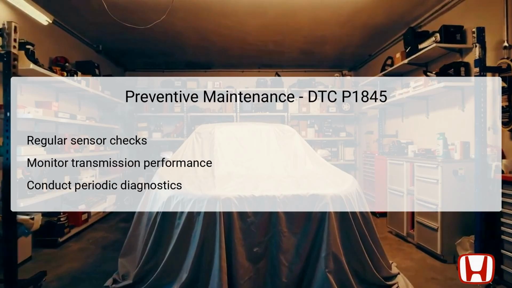To prevent issues leading to DTC P1845, regular maintenance checks are recommended to ensure the longevity and reliability of the CVT system. Regularly checking the CVT drive pulley speed sensor can help detect potential issues before they escalate. It is also advisable to monitor overall transmission performance to ensure smooth operation, noting any irregularities that could signal a problem early on.